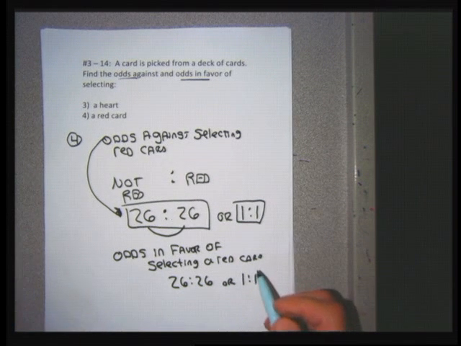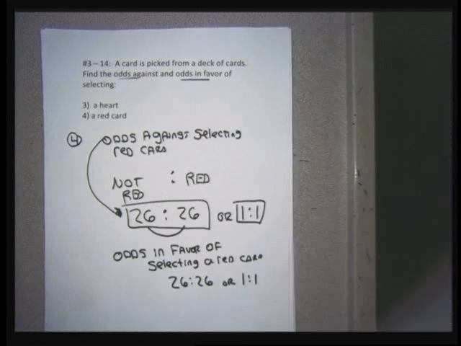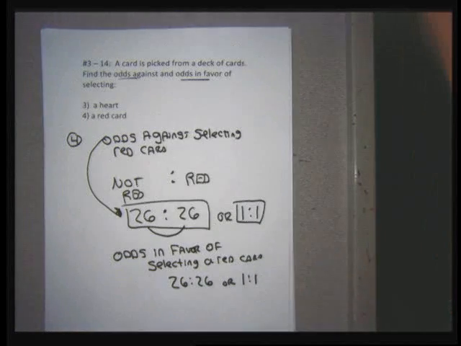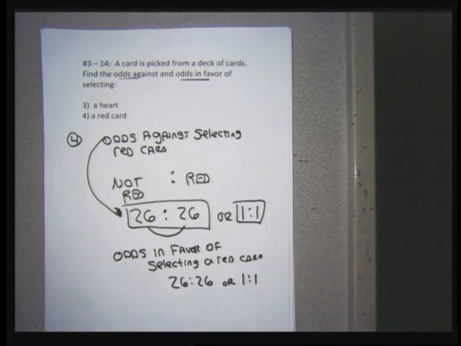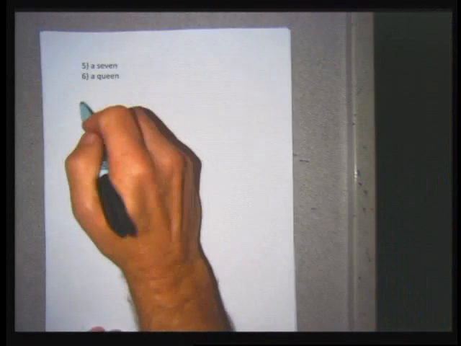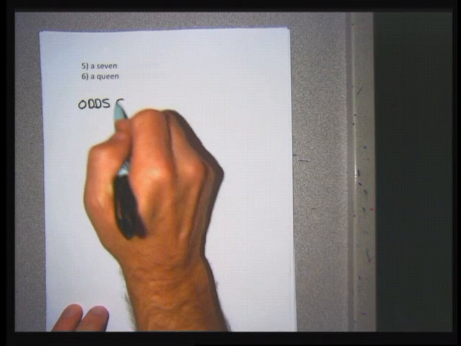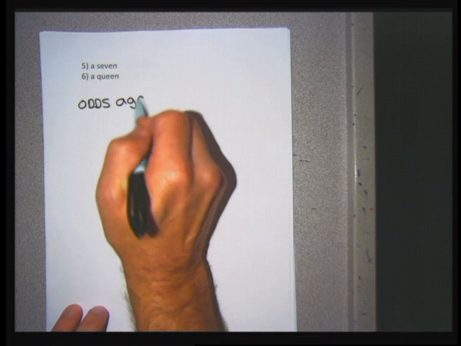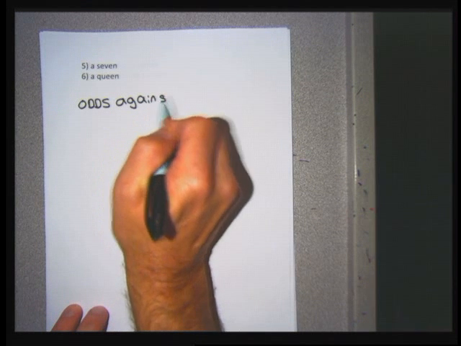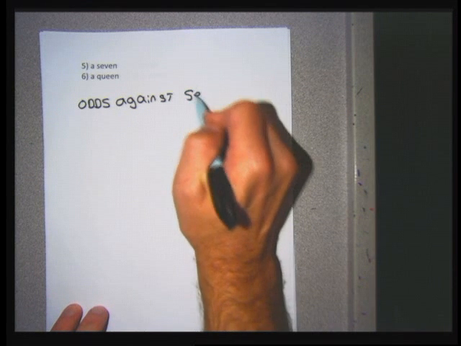Just in case you're not quite, well, I'll let you take a stab at number 3. And if you can't get it, when you watch me do some of the higher problems, you'll probably start to get it. So for 6, I want the odds against selecting a queen and the odds in favor of selecting a queen. I'll do the odds against selecting a queen first.